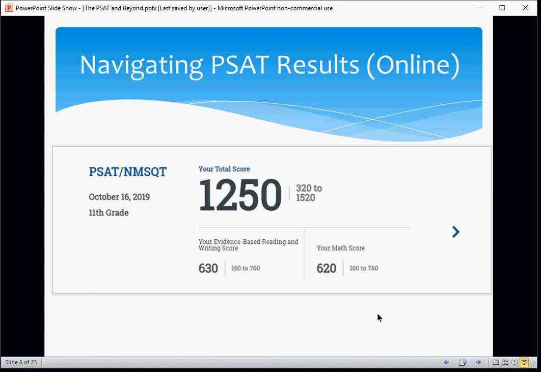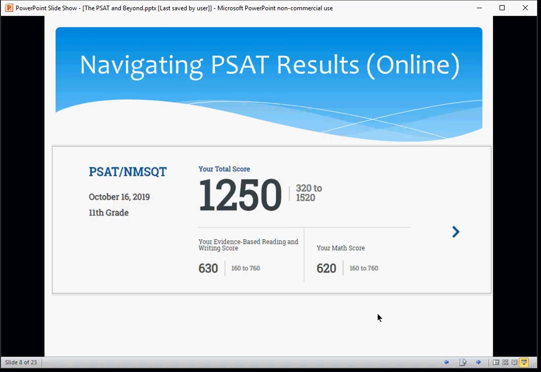Now here's another score report that we're going to look at. This is an online score report. So it's the same information. It's just presented a little bit differently. The paper version is what we've been looking at up to now. At this point, we're looking at what you would see if you went into the online version of the school report.